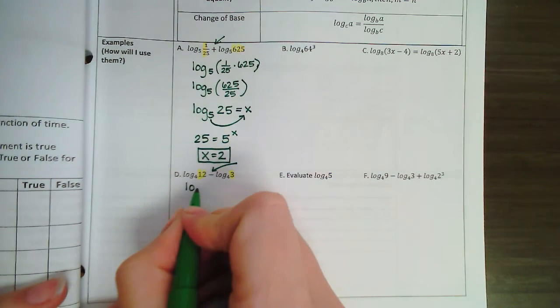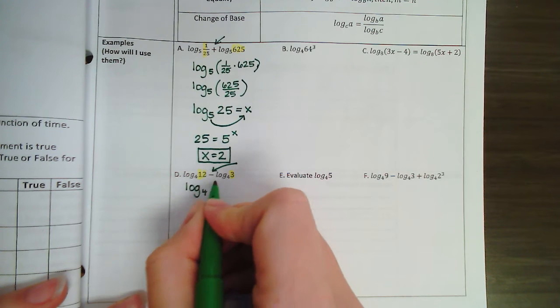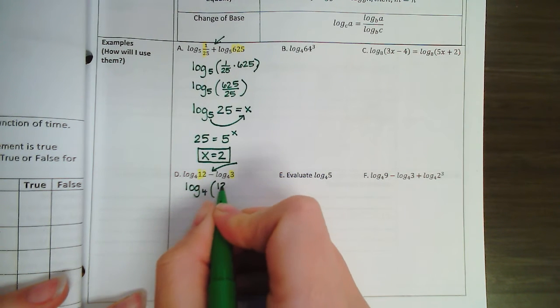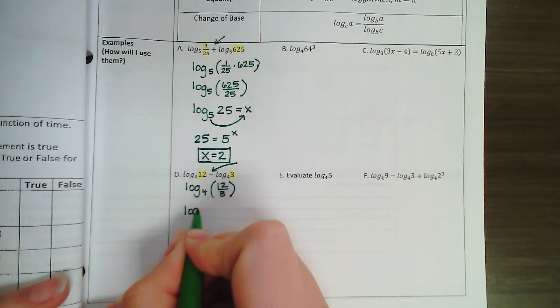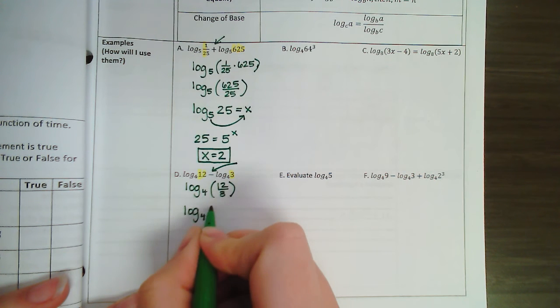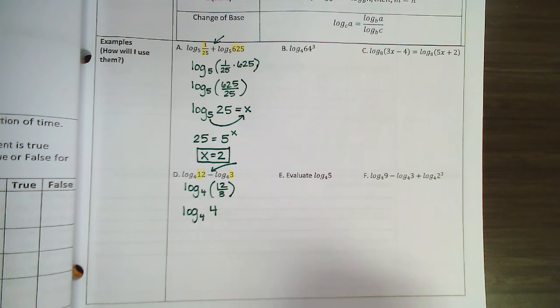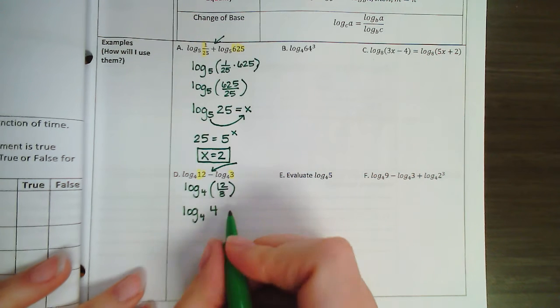So it's going to be log with a base of 4, and then remember the first number always goes on top, and then over 3. So we end up having log 4, 12 divided by 3, which hopefully most of you know is 4. And then it's going to be the same kind of process that we did with A, where we're going to evaluate it.